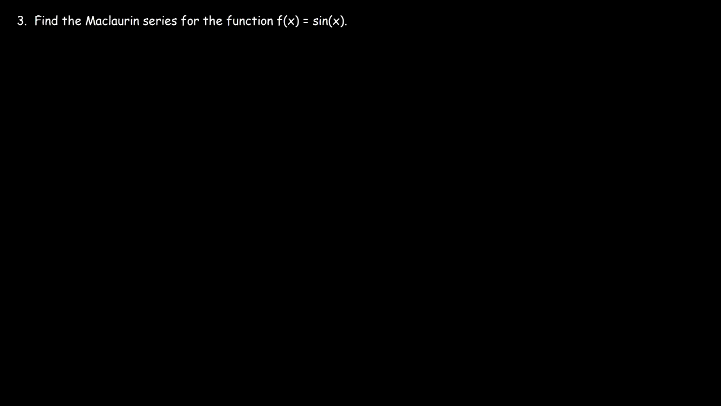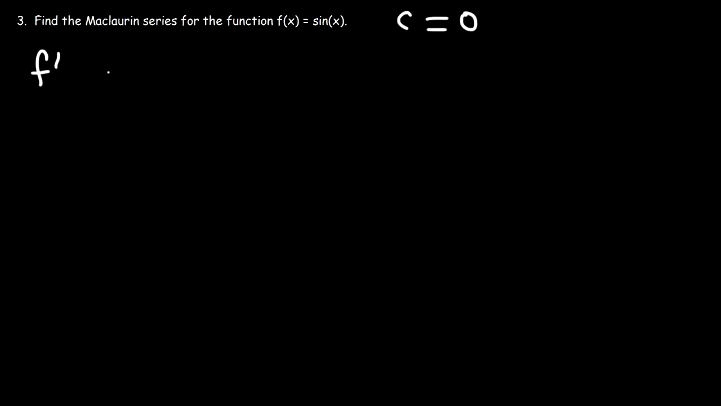Let's move on to our next example problem. Number 3. Find the Maclaurin series for the function f of x is equal to sine x. The only difference between a Taylor series and a Maclaurin series is that c equals 0 for the Maclaurin series. So that's why there wasn't any c value given to you.